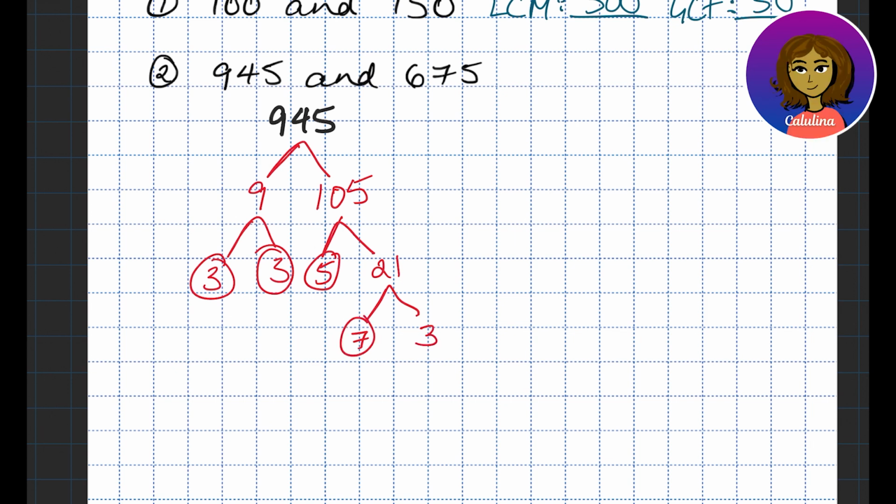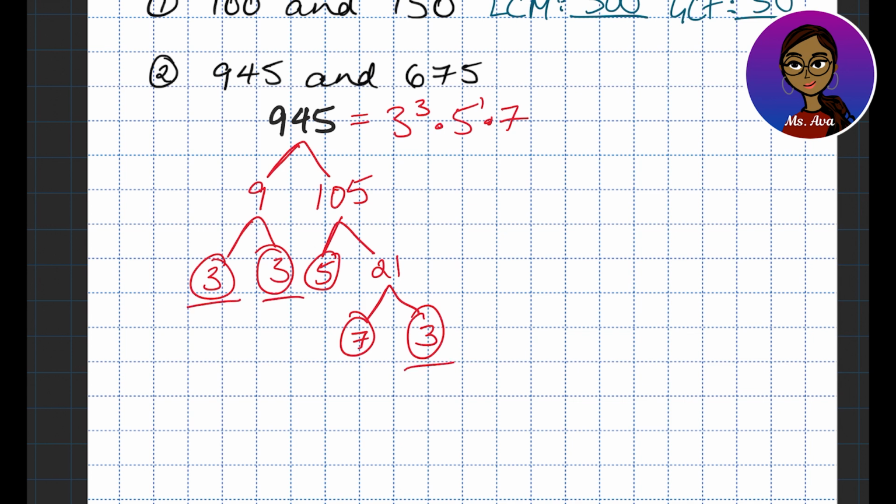Yes. Perfect. Okay, so the prime factorization for 945 turns out to be 3 to the third times 5 to the 1 power times 7. And I got these from all of these guys right here. So there's 3 threes, so that's 3 to the third, 5 to the 1, and 7 to the 1.